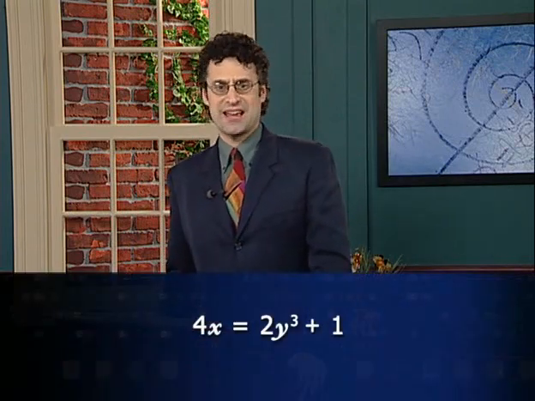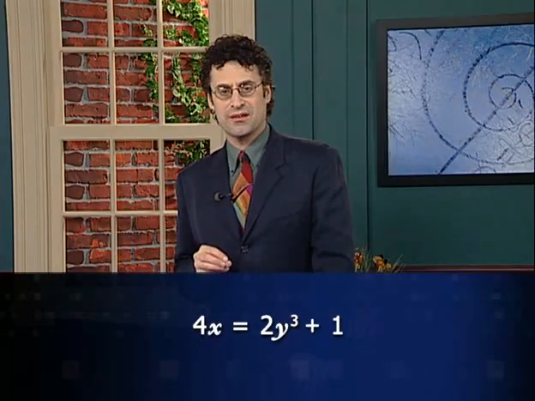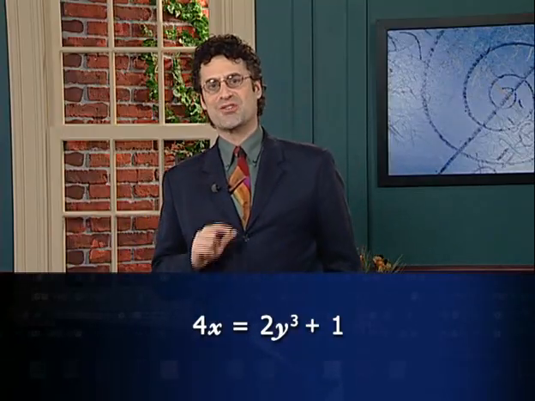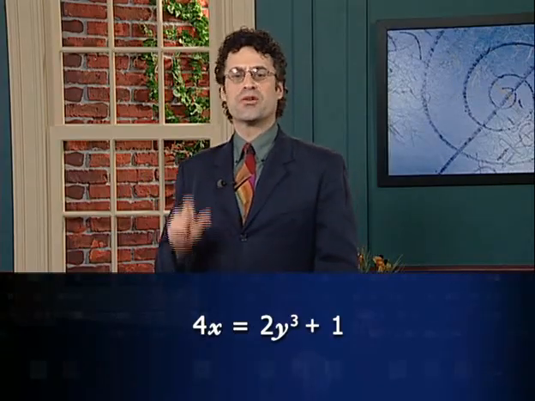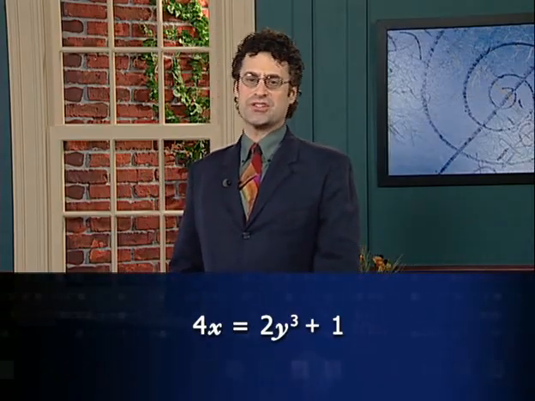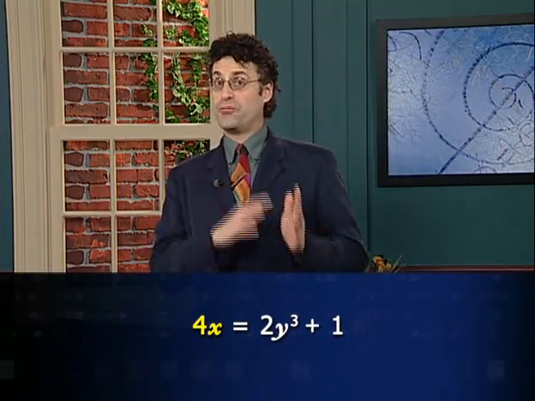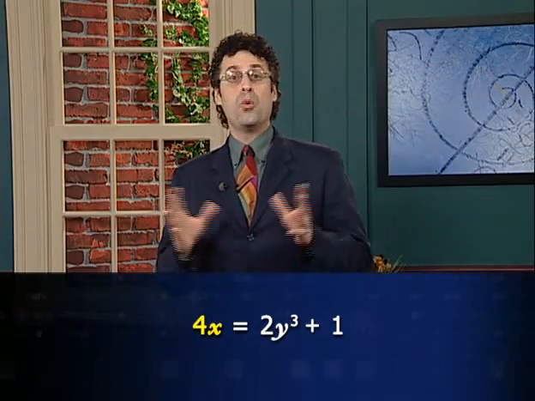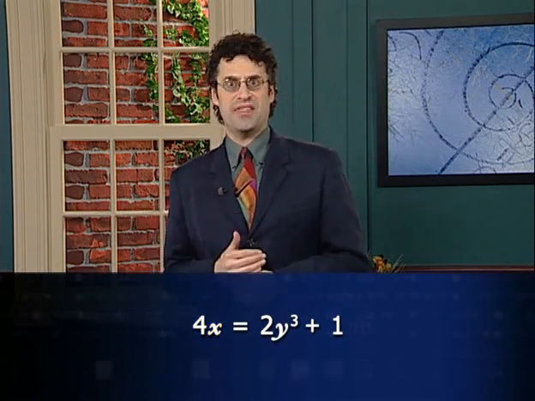So, for example, let's consider the equation 4x = 2y³ + 1. Now, if we assume that there are integer values for x and y that satisfy the equation, then what if we consider the remainder of each side of this equation when we divide by 2? On the left-hand side, we have 4 times x. So no matter what x is, as long as it's a natural number, 4x will always be even, because it's an even number. So the remainder will always be 0 when we divide that by 2.